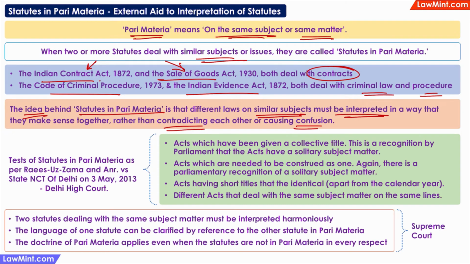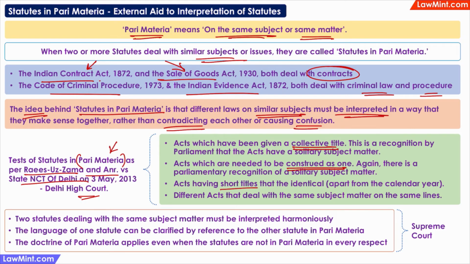To identify statutes in pari materia, the Delhi High Court specified some tests in its decision in the Rais-uz-Zama versus State of Delhi case. It said that if two or more statutes have been given a collective title, like criminal laws or contract laws, then it signifies that the set of statutes are in pari materia. Or if two statutes have to be construed as one. For example, the Companies Act and the Companies Amendments Acts have to be construed as one act. Then such acts are in pari materia.